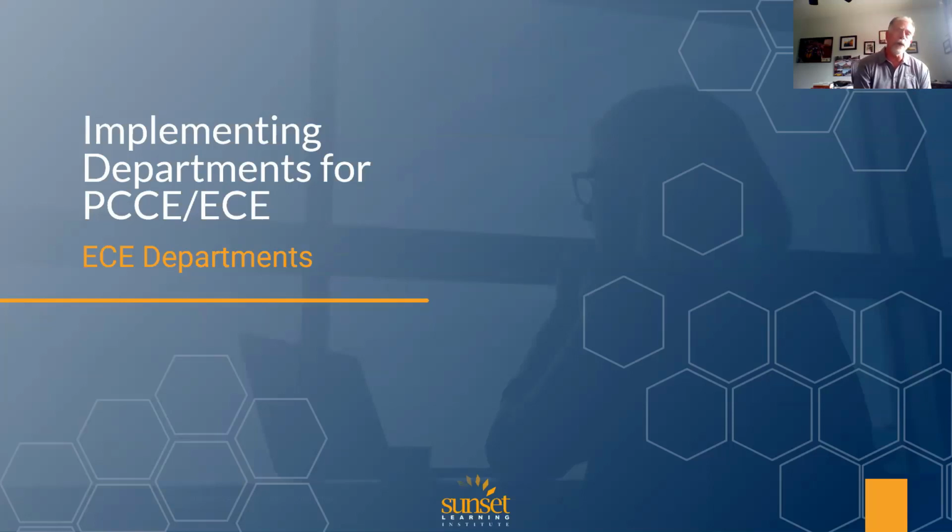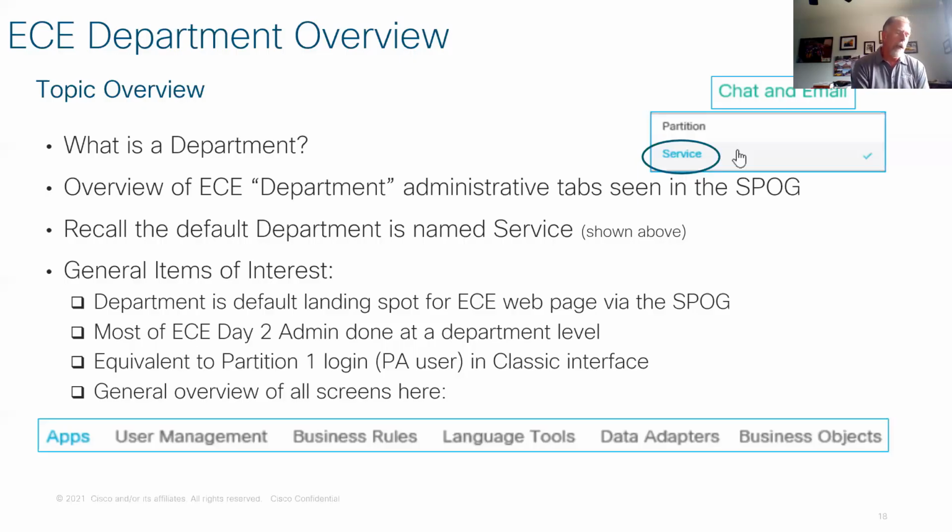On the ECE side of the house, though, if you're implementing ECE, you'd also want to know about some department-based implications over there. We'll tell you over in ECE what is a department. It's again the same thing. It's a way to subcategorize a group of objects. In this case, chat agents for this department versus chat agents for that department over there.